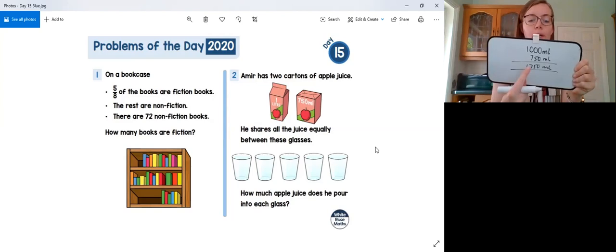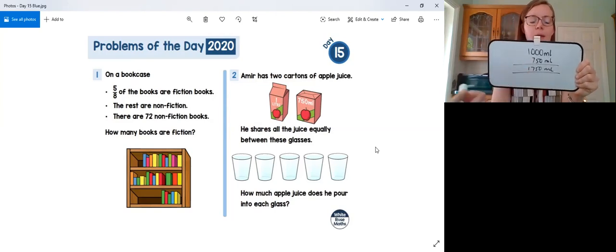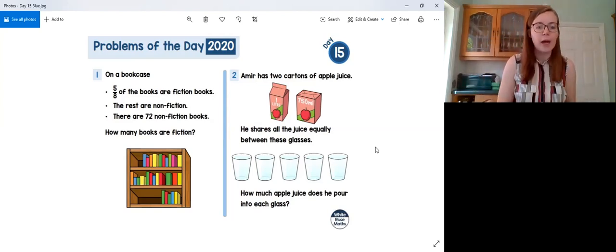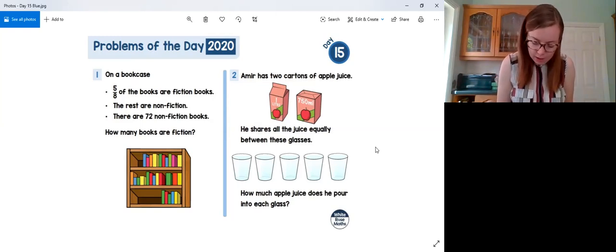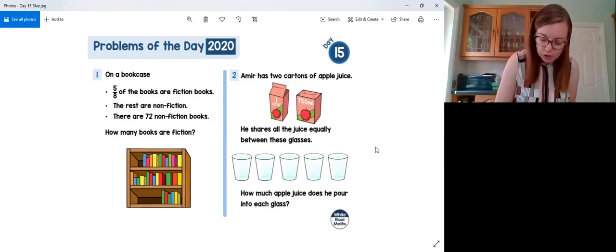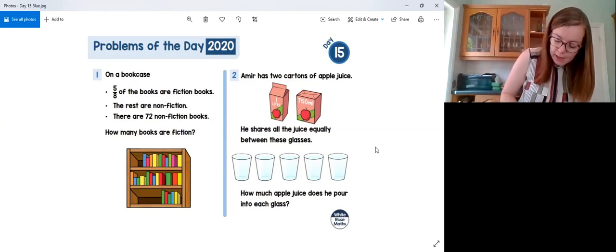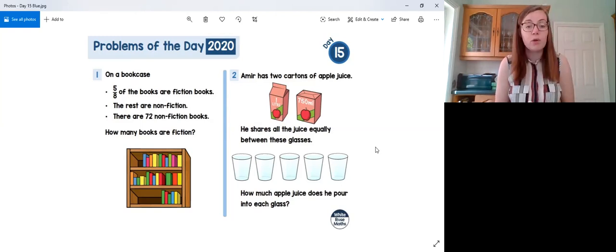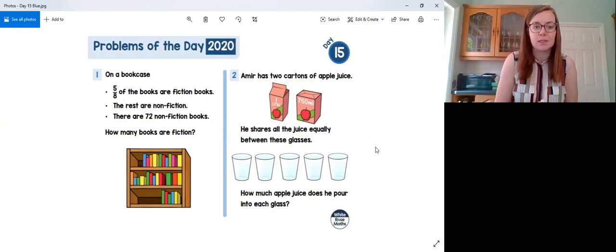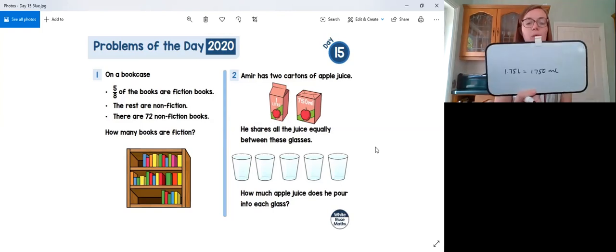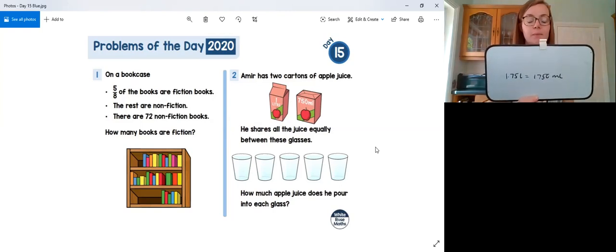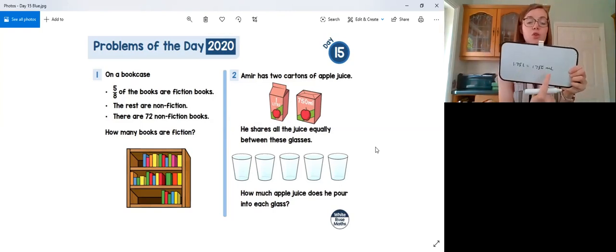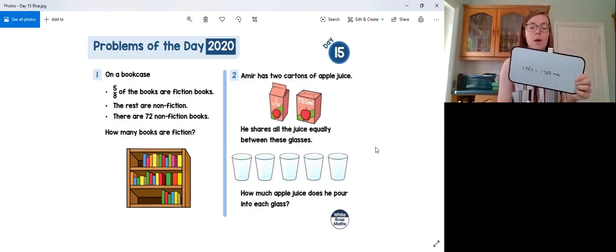We've got 1 complete litre, and then we have to think about dividing by 1,000. Now, if we divide by 1,000, we're moving all of our numbers 3 place value columns to the right, or we're moving our decimal point 3 places to the left, which would give us 1.75 litres.